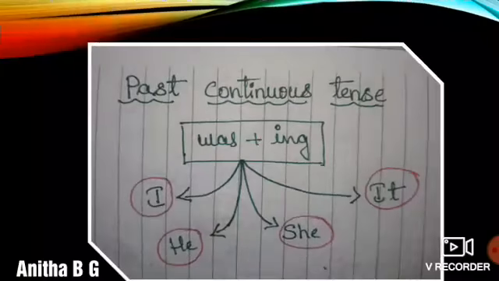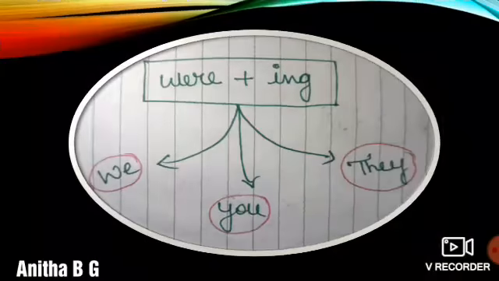So next, move on to the past continuous tense. In the past continuous tense, we have to use was helping verb or were helping verb. For I, he, she, it, we have to use was plus ing. I was writing, she was dancing, he was playing, it was barking. For he, she, it and I, we have to use was helping verb in the past continuous tense. For we, you and they, we have to use were plus ing. We were writing, you were singing, they were dancing, like that.